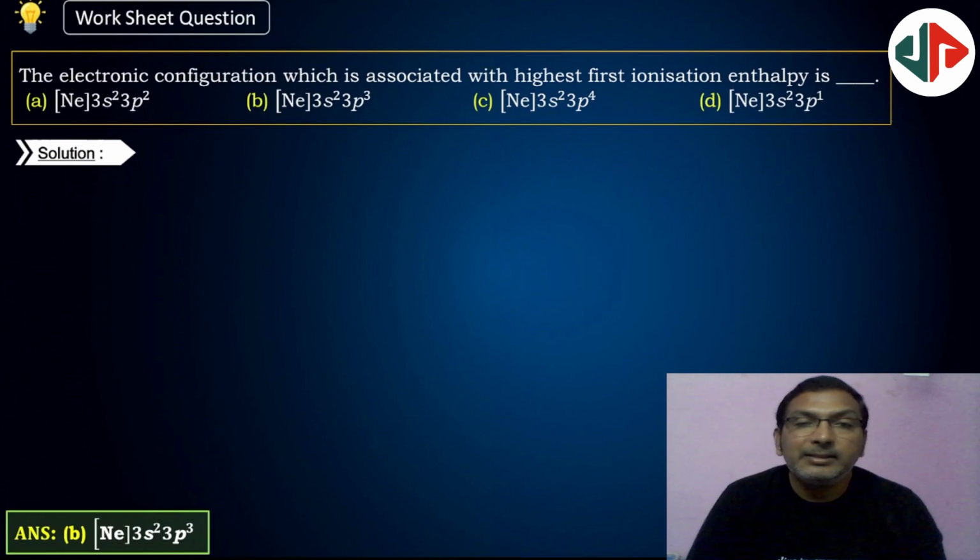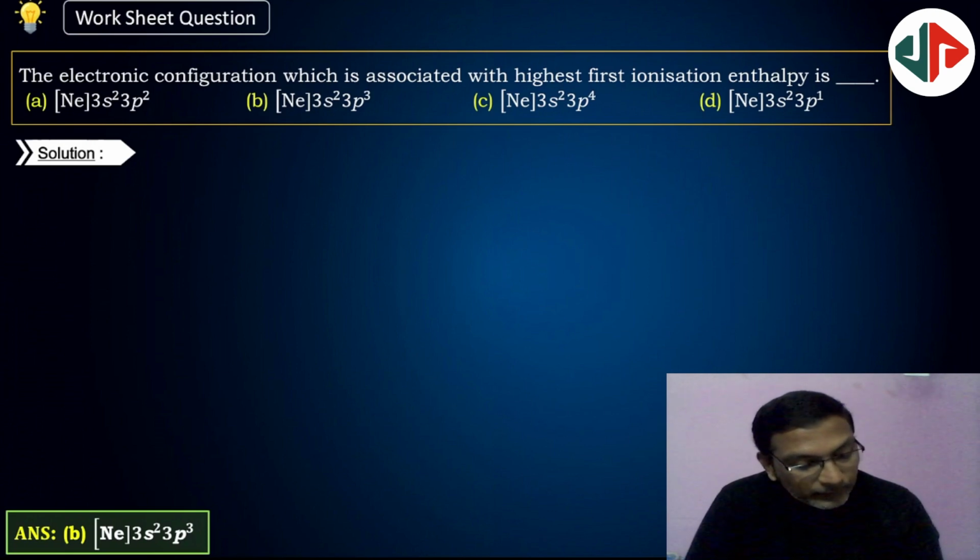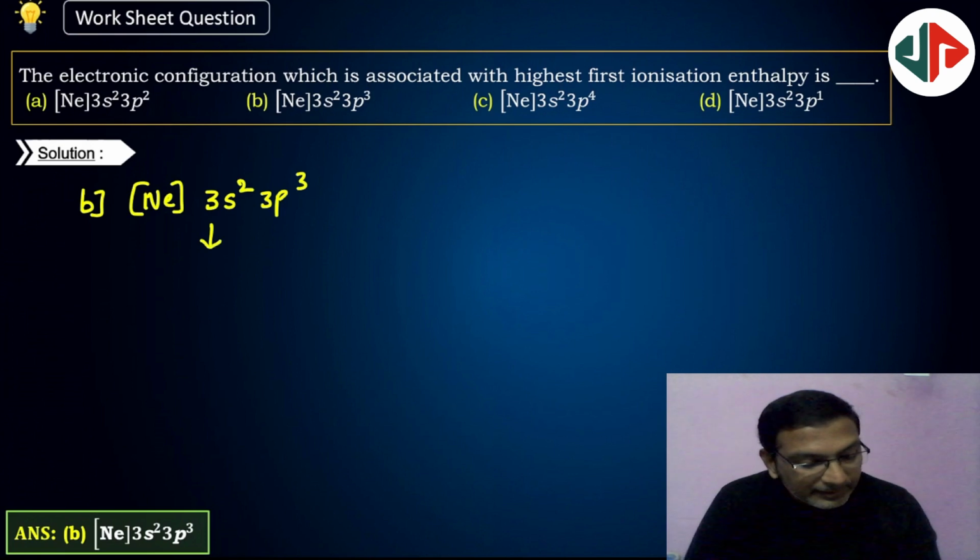Which electronic configuration is associated with the highest first ionization energy? Here, check the stability of the configuration clearly. Option A, 3s2 3p2. Option B, 3s2 3p3. Next, 3s2 3p4 and 3s2 3p1. Clearly option B has a neon core, 3s2 3p3 configuration. The 3s is completely filled and 3p3 is half filled.